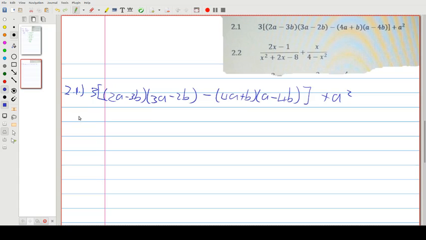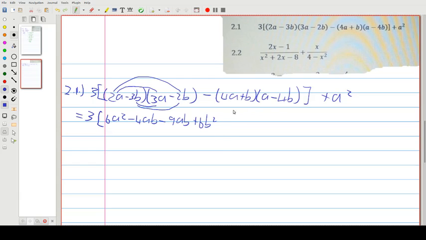Alright, so what I'm going to do is work from the inside out. So I'm going to keep that, and I'll multiply these two brackets together first. So 2a times 3a gives us 6a squared. 2a times negative 2b is negative 4ab. Negative 3b times 3a is negative 9ab. And negative 3b times negative 2b is plus 6b squared.